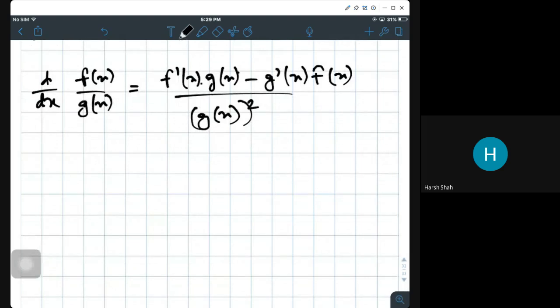Now one exercise for you. Find differentiation of 10x using the division rule. This you can try.